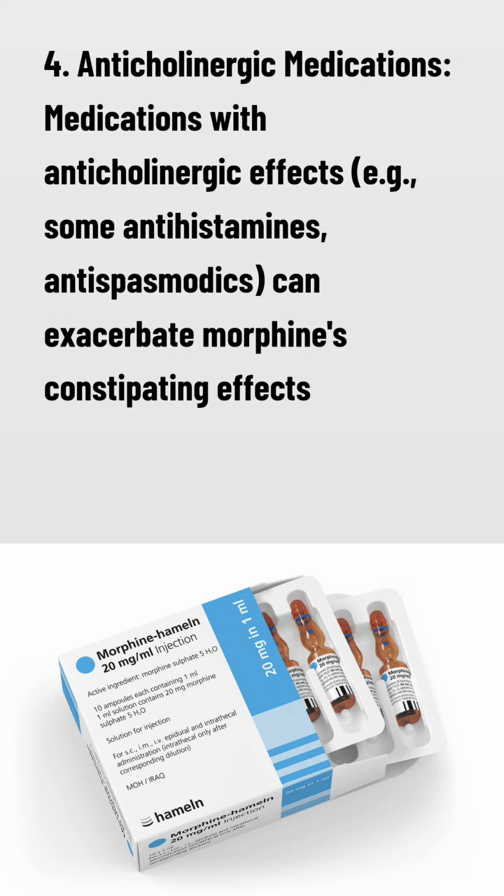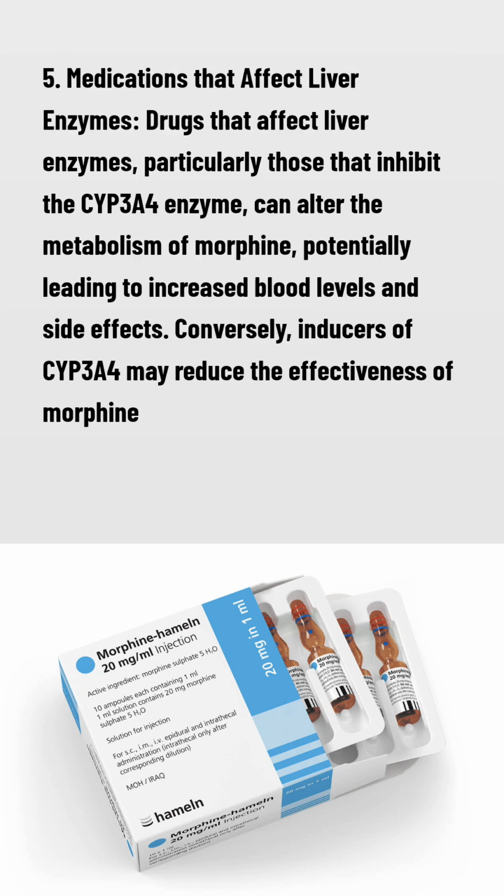4. Anticholinergic medications. Medications with anticholinergic effects, e.g., some antihistamines and antispasmodics, can exacerbate morphine's constipating effects. 5. Medications that affect liver enzymes. Drugs that affect liver enzymes, particularly those that inhibit the CYP3A4 enzyme, can alter the metabolism of morphine, potentially leading to increased blood levels and side effects. Conversely, inducers of CYP3A4 may reduce the effectiveness of morphine.